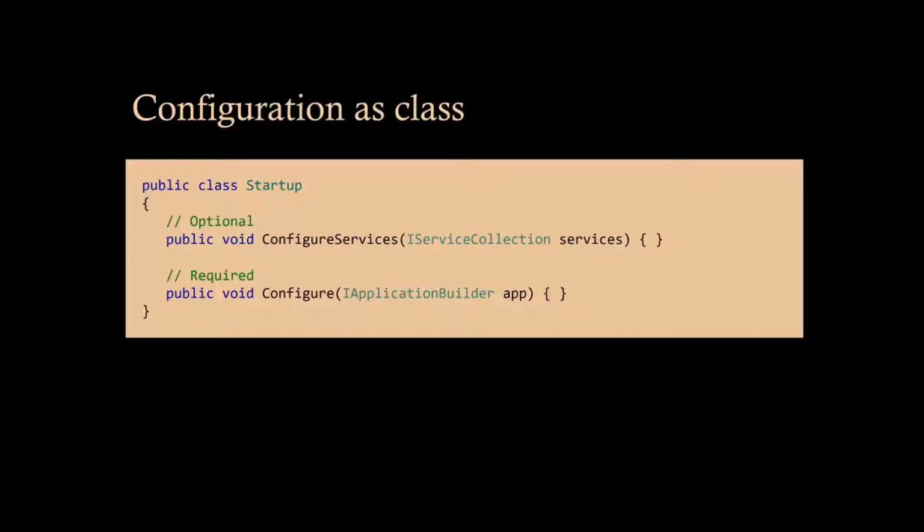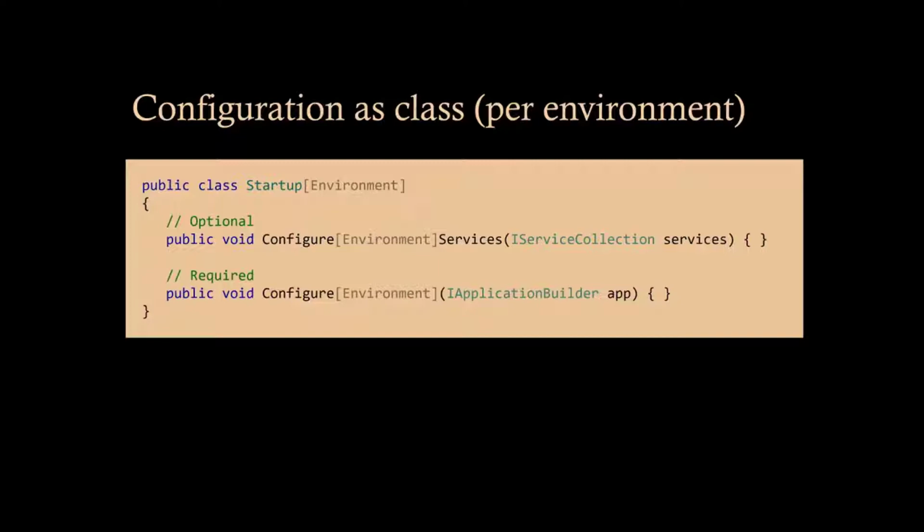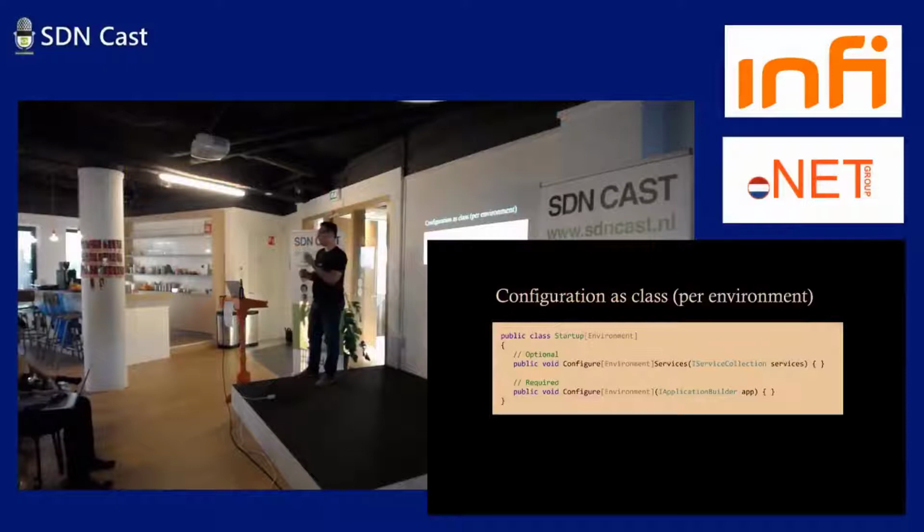Just going back to the configuration as a class, quickly. Did you know you can do configuration per environment? Anyone? Configuration per environment is quite cool because it works on convention. If you have a startup class and you are, for instance, working on a development environment, when running, ASP.NET Core will go and look for Startup plus your environment name, like StartupDevelopment, and it will take that class instead of your stock standard one.